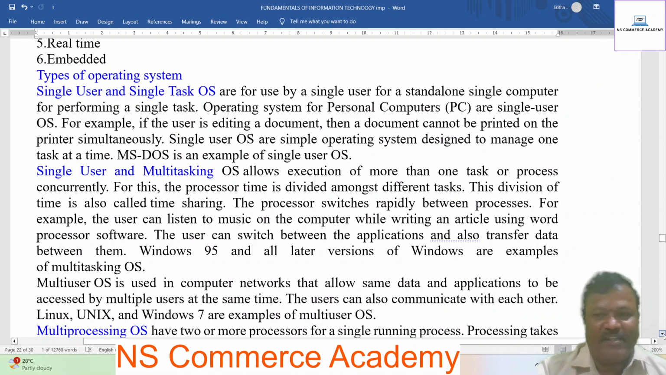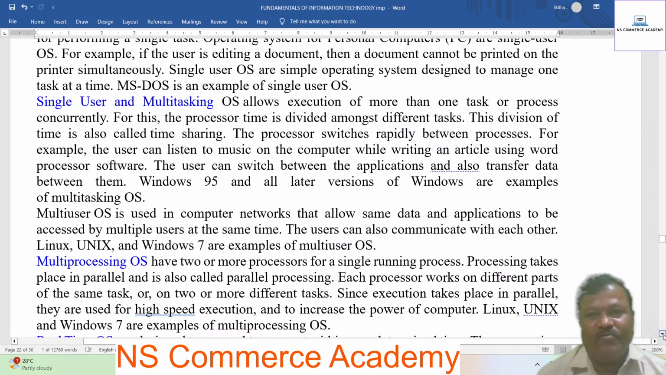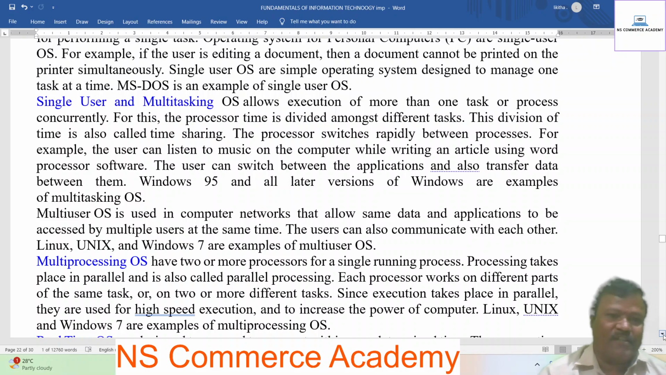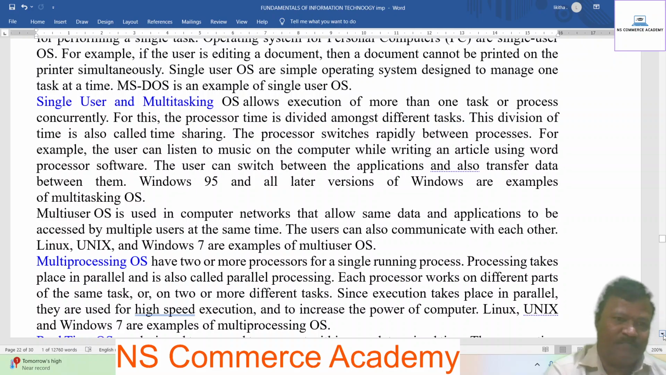Multitasking operating system allows execution of more than one task or process concurrently. For this, time is divided among different tasks. This division of time is also called time sharing. The processor switches rapidly between processes. For example, the user can listen to music on the computer while writing an article using word processor software. The user can switch between the applications and also transfer data between them. Windows 95 and all the later versions of Windows are examples of multitasking operating systems.